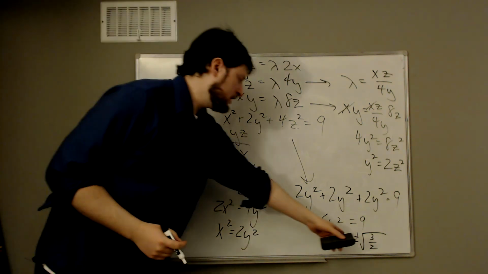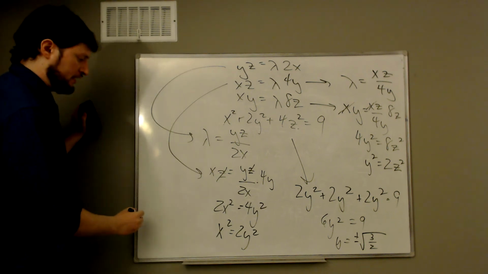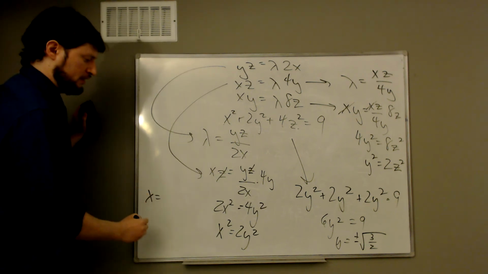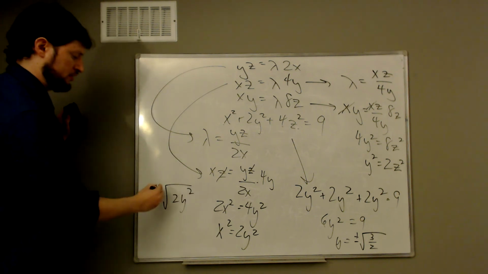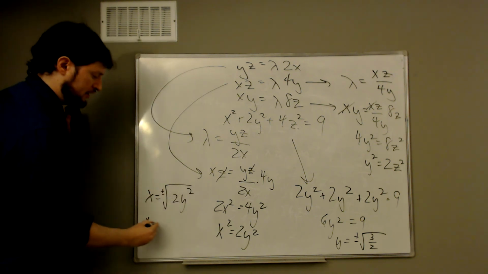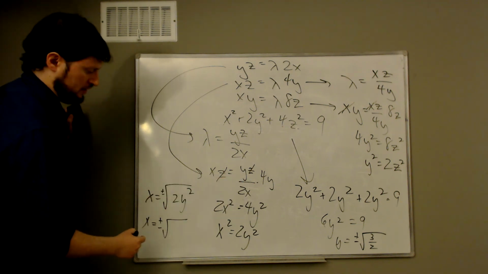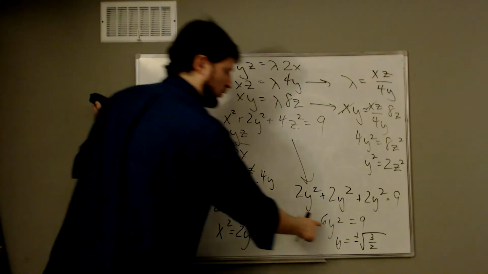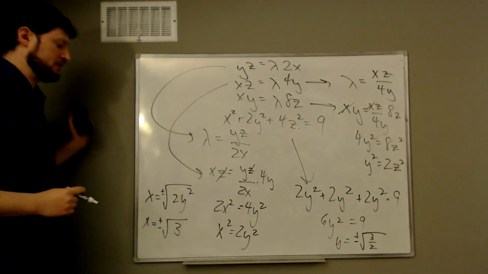If y is plus or minus the square root of 3/2, then I can come over here and say that x is the square root of 2y squared, plus or minus. So x is plus or minus the square root of 2 times this, which is of 2y squared, but y squared is 3/2, so I get plus or minus the square root of 3.